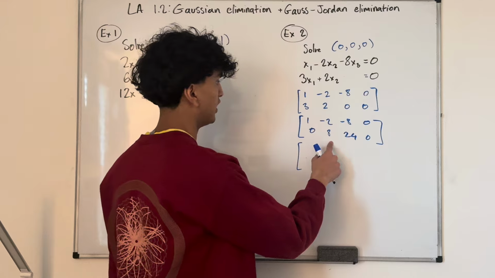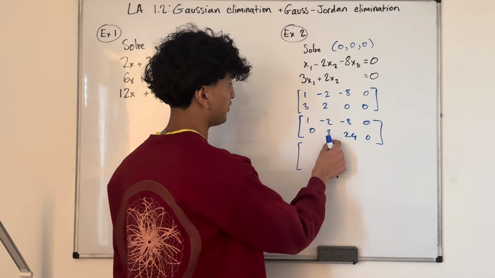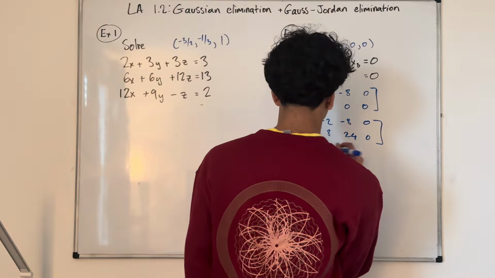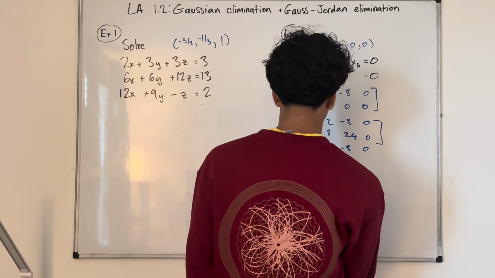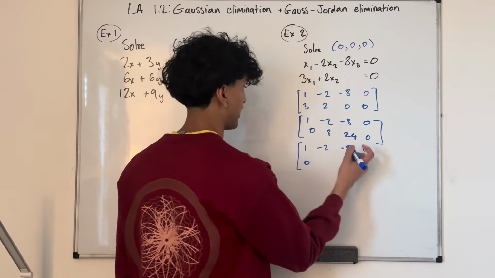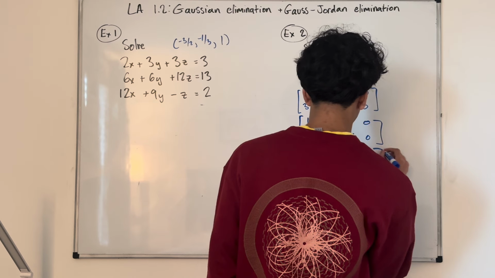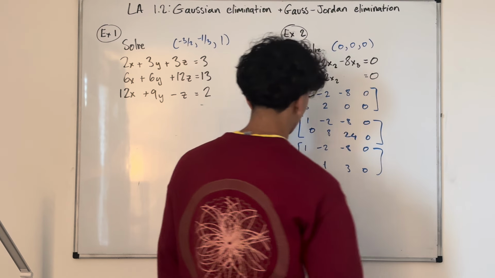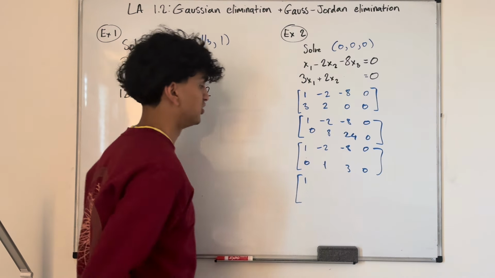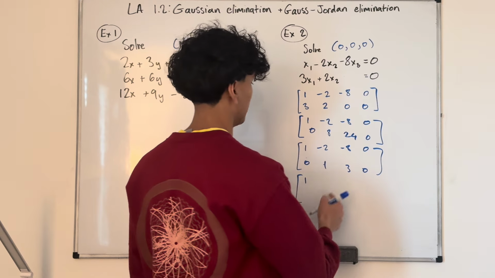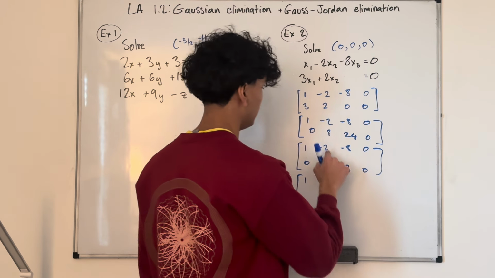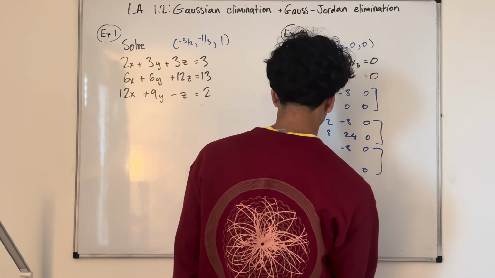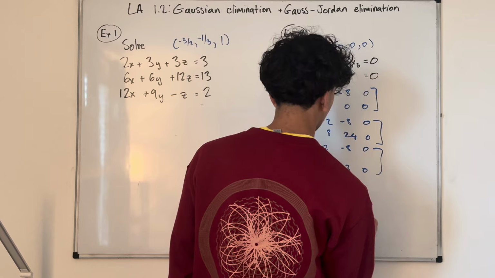Now I want to make this first entry a 1, so that this is row echelon form. That's pretty easy. Divided by 8, I get 1, 3, 0. Then I'm going to get rid of this -2 by multiplying the top by 2. If I multiply the top by 2, I'm going to have a 0. 2 plus 2 minus 2 is 0. 6 minus 8 is -2, 0. And then 0, 1, 3, 0.